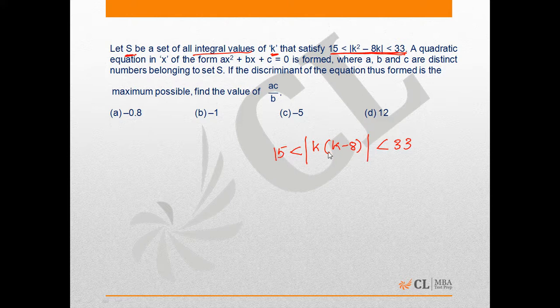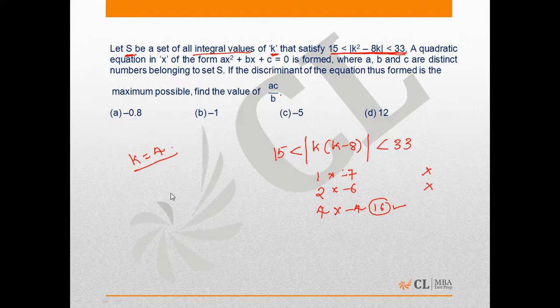Okay. If I do a little bit of fit and trial and I place k is 1, it would be 1 into minus 7, an invalid case because it will be only 7, not more than 15. If I place 2, this is 2 into minus 6, minus 12, 12 out. Similarly, if I place 3 into 5, 15. If I place 4, this is 4 into minus 4, that is 16, a valid case. So the value of k can be 4.